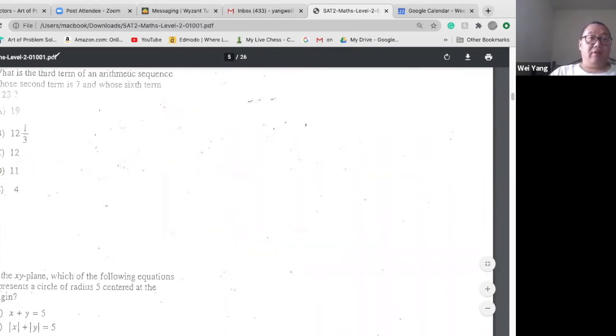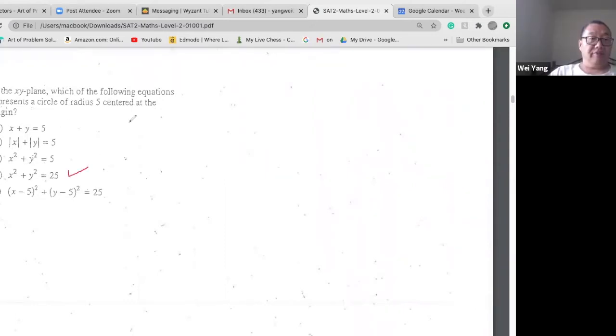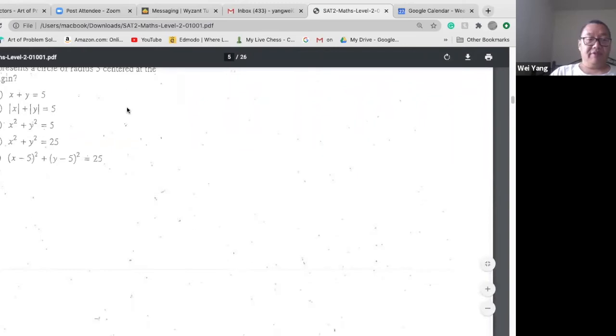Okay, now let's go to number 6. What's your answer for number 6? D. Okay, you got it. In the xy plane, which of the following equations represents a circle of radius 5 centered at the origin? Very good, this is correct. That's correct. Now let's go to number 7.